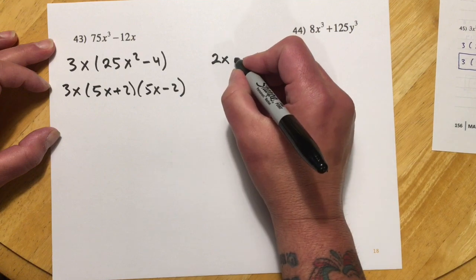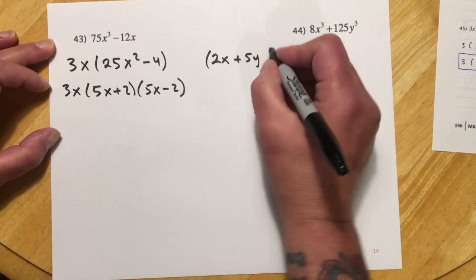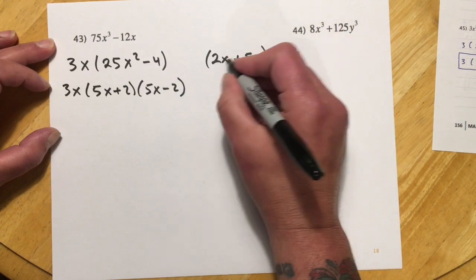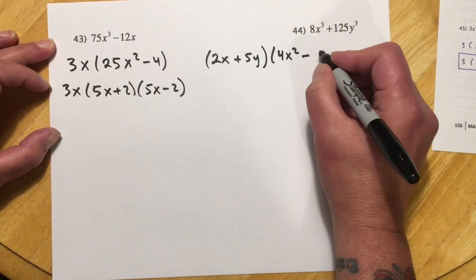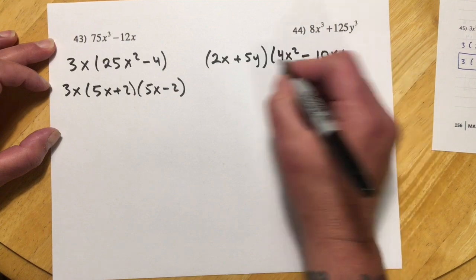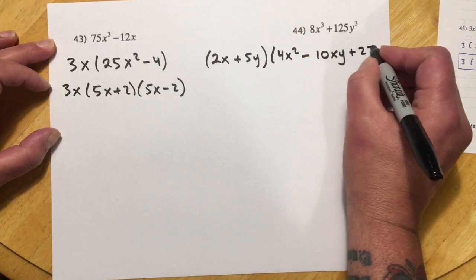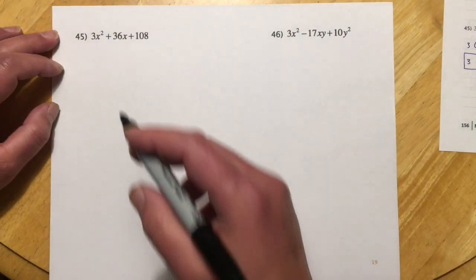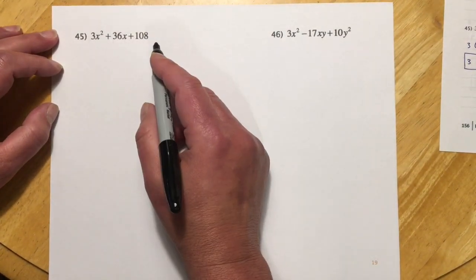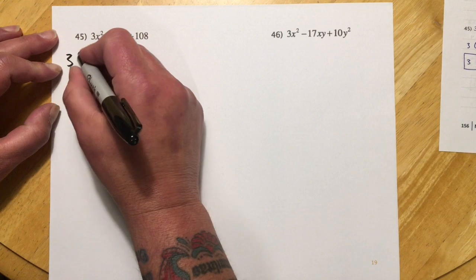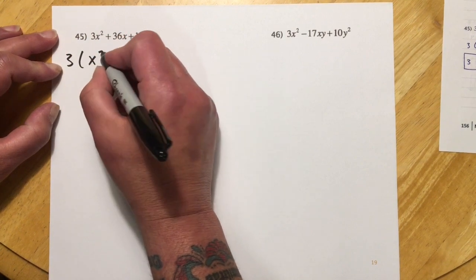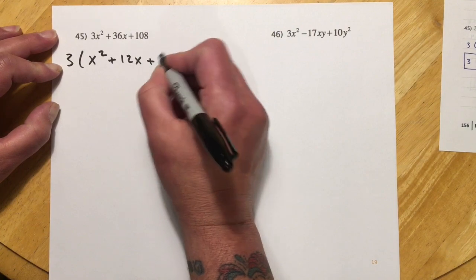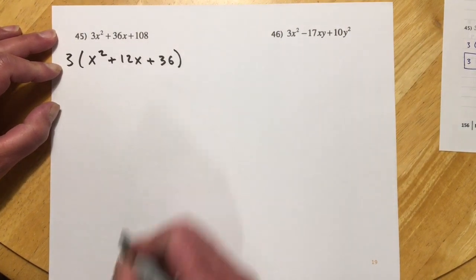So there'll be a 2x plus 5y. 2x times 2x is 4x squared. 2x times 5y, opposite sign, 10xy, and then 25y squared. Okay, number 45, yeah, there's a GCF, so we can get a 3 out. So I'll make x squared plus 12x plus 36.